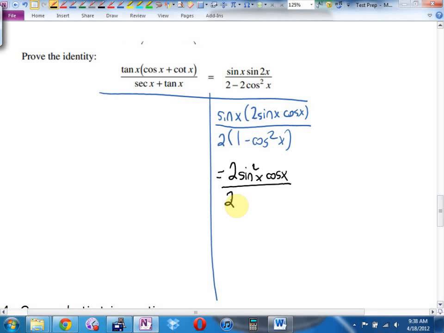Oh! It's 1 minus cos squared. Can I cancel? Did I factor on this line up here? Is it factored? In fact, I think now the 2's will cancel. The sine squareds will cancel.